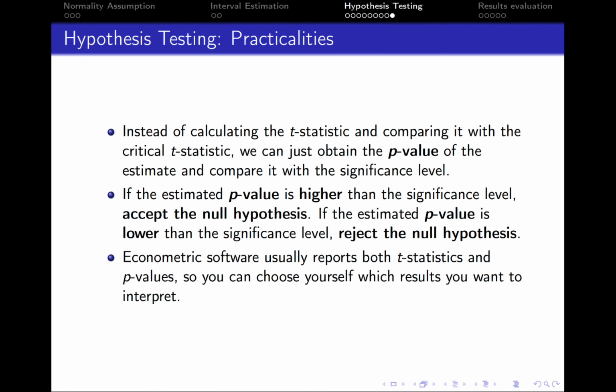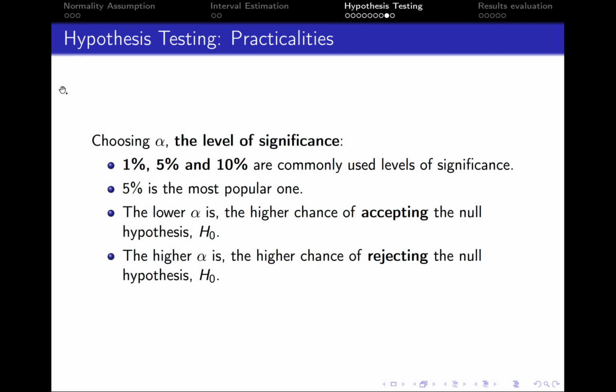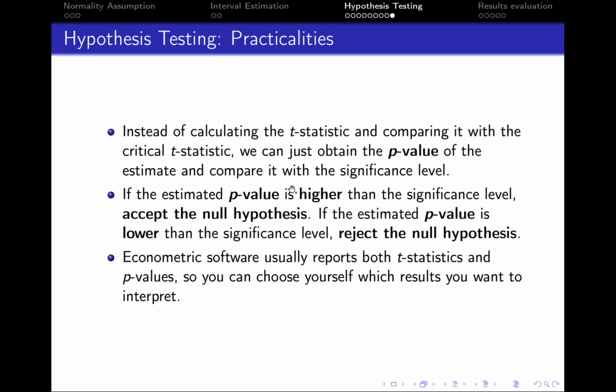However, if the estimated p-value is lower than the significance level, then we reject the null hypothesis. So let's say we get a p-value of 0, it is definitely lower than 1%, than 5%, or than 10%, then we can say that we are able to reject the null hypothesis.